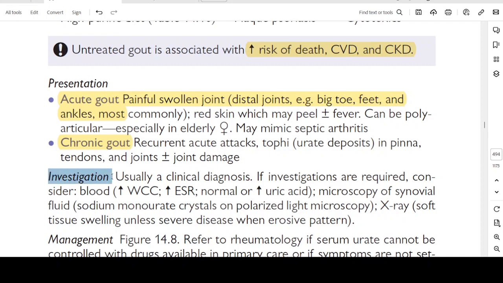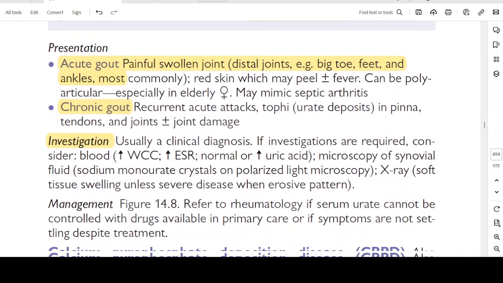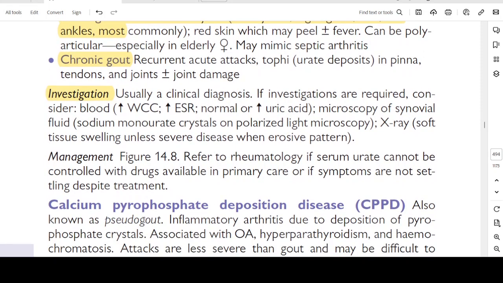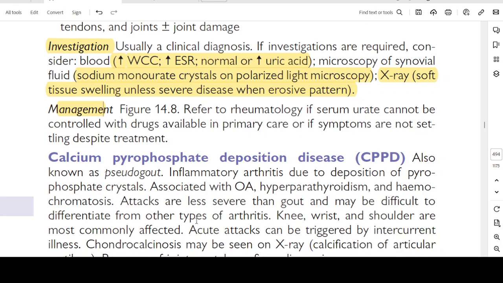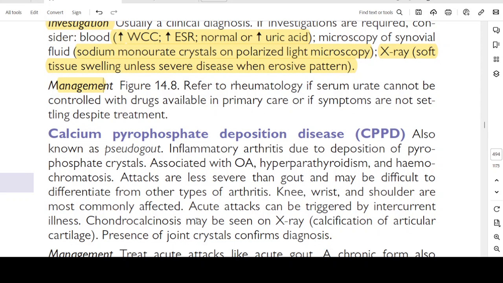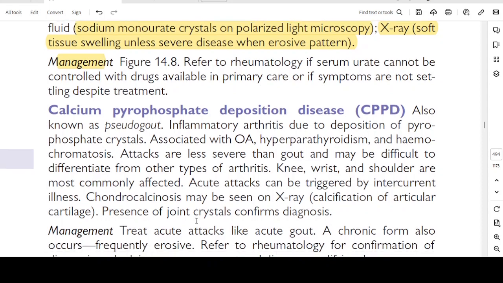Investigation. Usually a clinical diagnosis. If investigations are required, consider blood: raised WCC, ESR, or normal or raised uric acid. Microscopy of synovial fluid shows sodium monourate crystals on polarized light microscopy. X-ray shows soft tissue swelling unless severe, when an erosive pattern is seen. Management of gout, figure 14.8: refer to rheumatology if serum urate cannot be controlled with drugs available in primary care or if symptoms are not settled despite treatment.